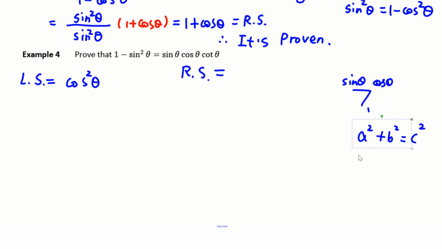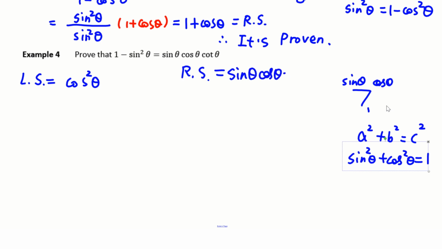So sine squared plus cosine squared equals 1. So a squared equals c squared minus b squared. C is 1, b is cosine, so 1 minus cosine squared. 1 minus sine squared is cosine squared. On the right side, we want to change everything to sine and cosine. So sine theta, cosine theta, and the cotangent is backward. Cotangent is here, so it equals cosine divided by sine.